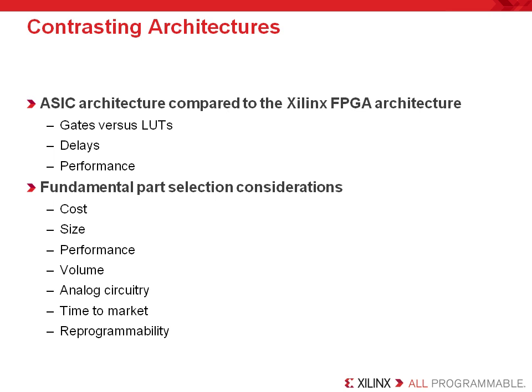First, we're going to take a look at some of the general differences between the ASIC and FPGA architectures. Then we will look at some of the fundamental considerations for selecting devices: cost pressures, the size of the device, performance characteristics, typical volume, analog circuitry if necessary, time to market pressures, and the capability to reprogram the device. All of these factors decide whether an FPGA or an ASIC is used.